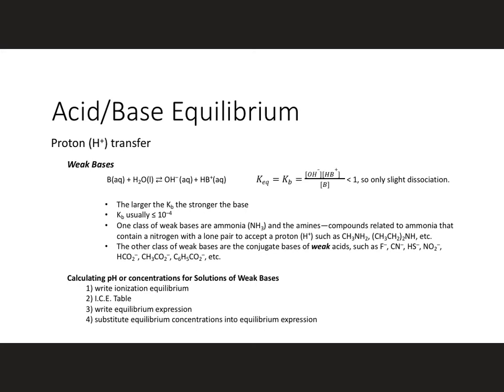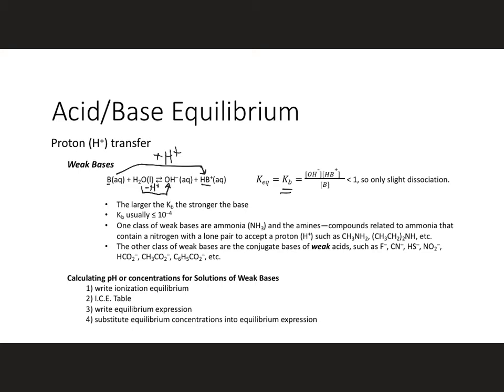Similarly, weak bases will undergo this equilibrium with water. Remember, bases accept a proton. So going from here to here, we've picked up a proton to go from B to its conjugate acid HB+. And water has lost a proton as it goes from water to hydroxide. Again, we can establish an equilibrium constant here, and we call it Kb. B is for base. That's going to be hydroxide times the conjugate acid concentration divided by the base concentration.